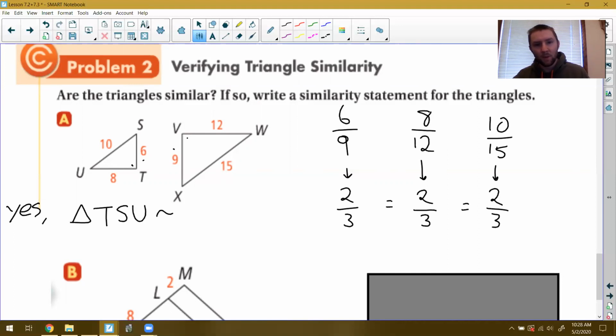And then similar, squiggle, triangle V is what looks like it might be a 90-degree angle. The shortest side gets me to X, and then W, okay? So that's my similarity statement. And how did I know they were similar? By side-side-side similarity, because all three sides were in the same ratio, okay?